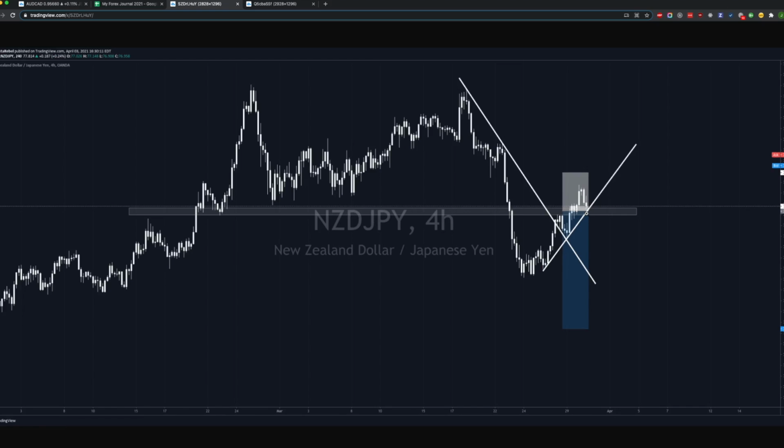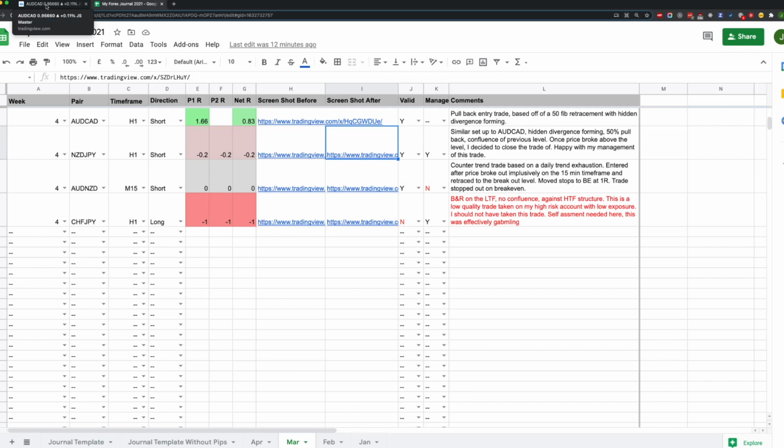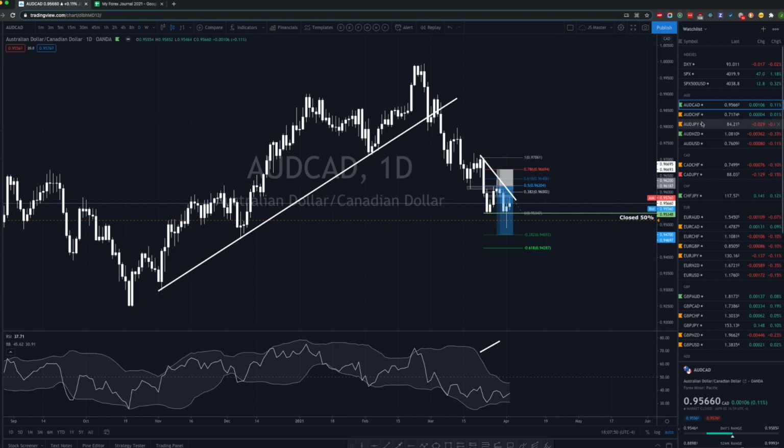So I just waited for price to make that pullback. I was hoping it did, and it did. And once it made the pullback, I decided to close the trade off. So I'll just jump to the chart to talk you through the trade and what I saw.